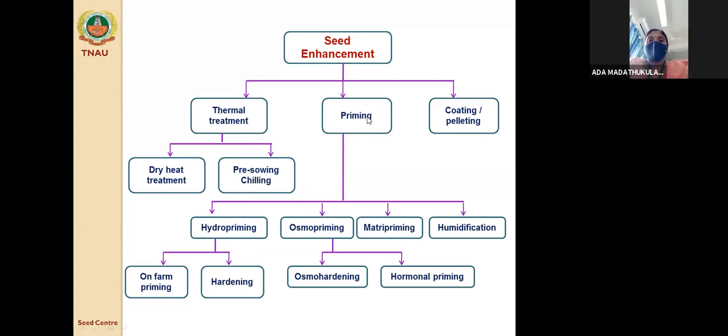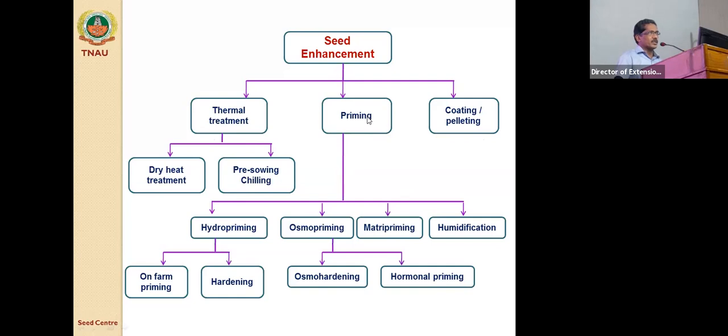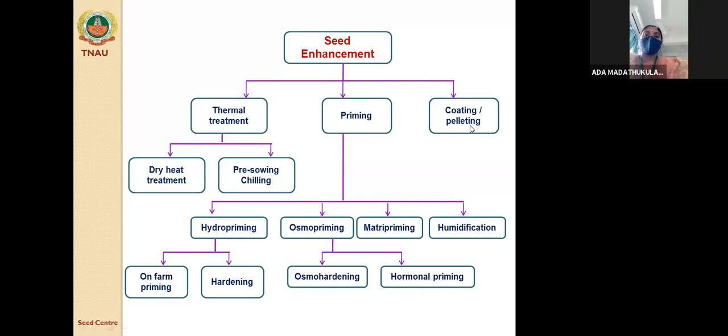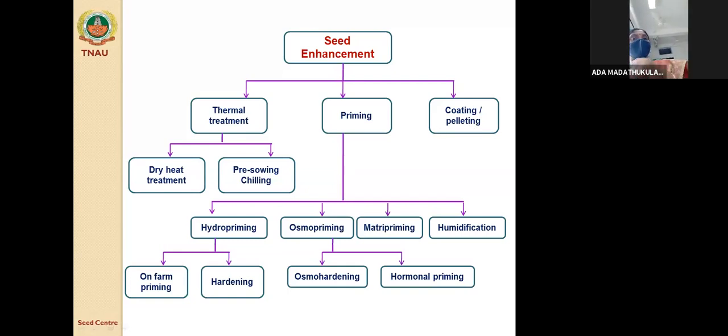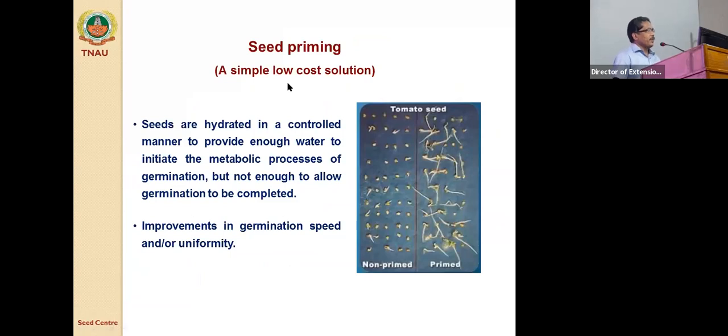Seed priming is just improving seed germination by a simple treatment, and coating and pelleting is both for incorporating chemical treatments and for making the seeds easy for sowing or mechanized sowing. Here our topic is seed pelleting only.